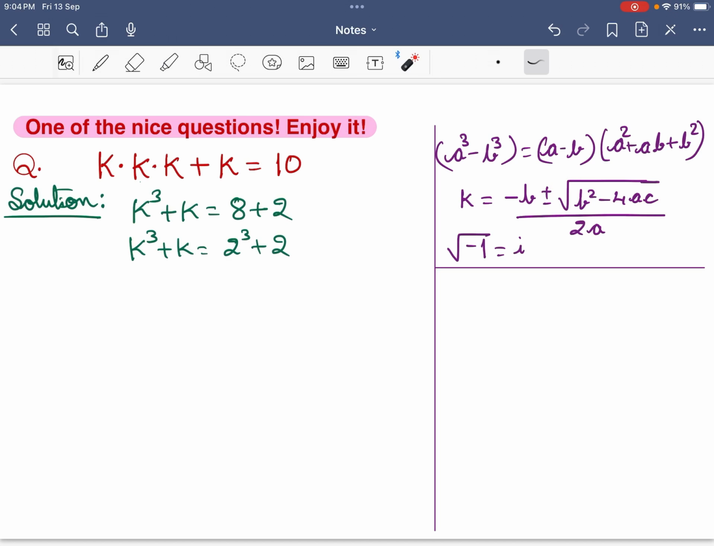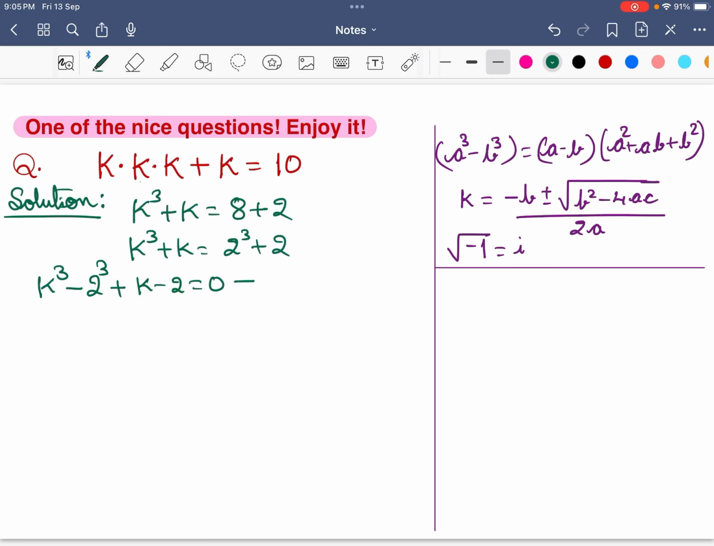But if we need proper presentation, let's see how to proceed. Now I will write k cube and 2 cube together. This plus 2 cube, when it comes to the other side of the equal sign, becomes minus 2 cube. Similarly, plus 2 will become minus 2. So k cube minus 2 cube plus k minus 2 is equal to 0.